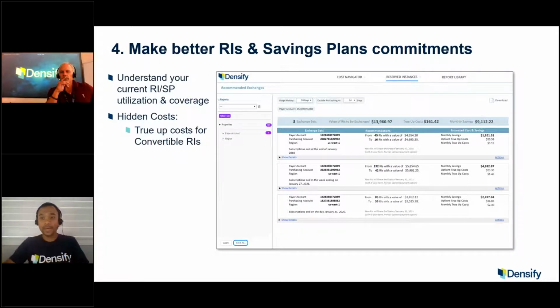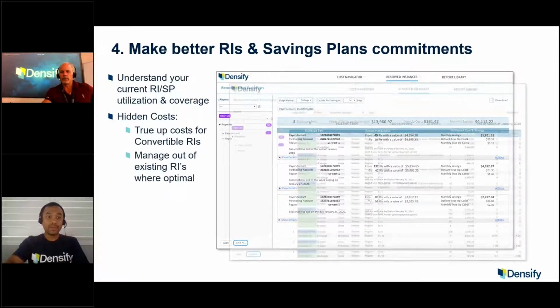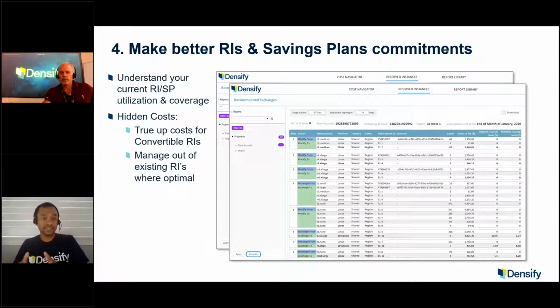We have more details coming up. And what we want to do is minimize that true up cost. So we actually go through a painful calculation process to come up with these recommendations for you. And what we do is help you manage out of these convertible RIs where it makes sense so that you're actually increasing your RI coverage and utilization. We take these RIs, we break them into these exchange sets, and we give you very granular details on how to exchange them so that you minimize that true up cost.